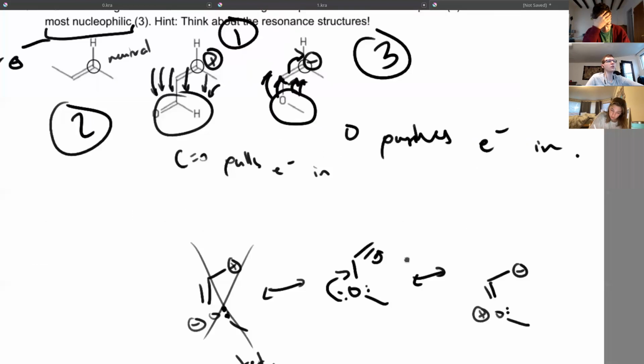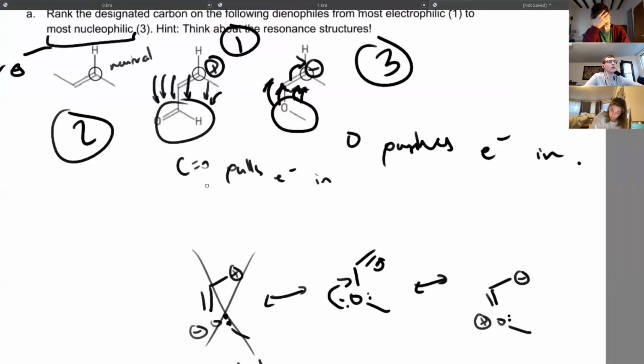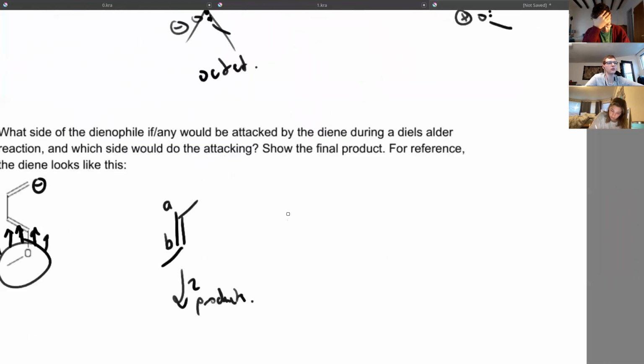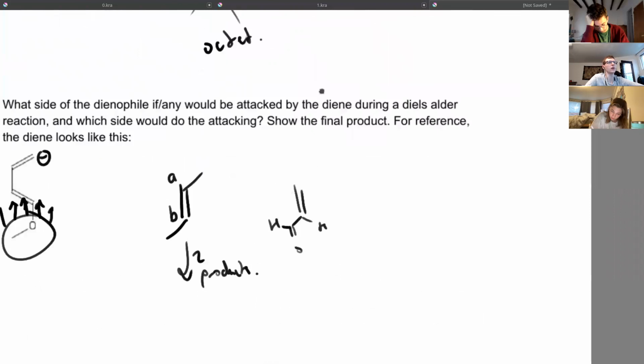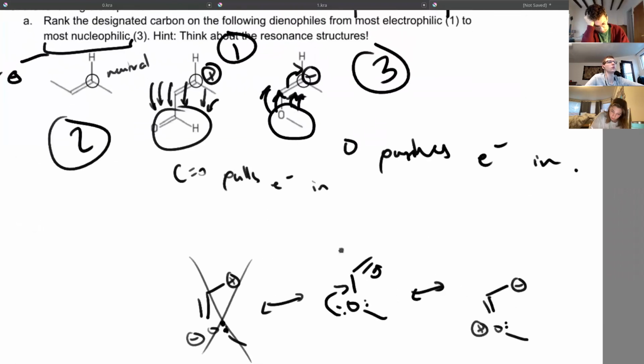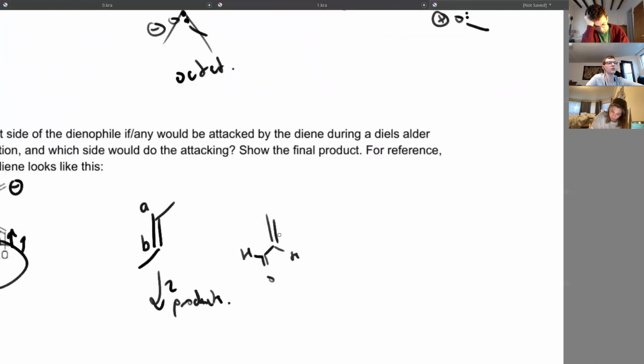Okay, let's see what else we had. So next we had, I think it was just an aldehyde, so it just looks like this. Okay, everything else was just totally normal. Oh, the aldehyde was on the same side as the methyl group. Okay, so now which side is it going to attack, A or B? Remember that this side was the partial positive charge.